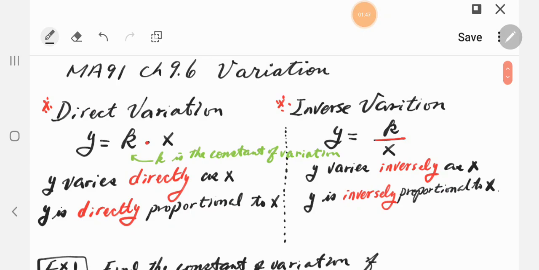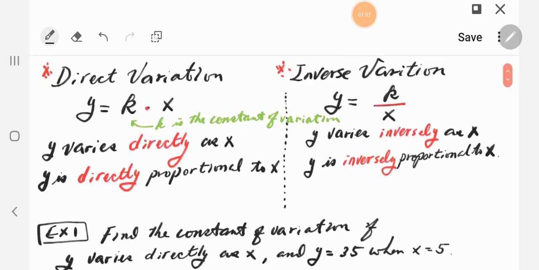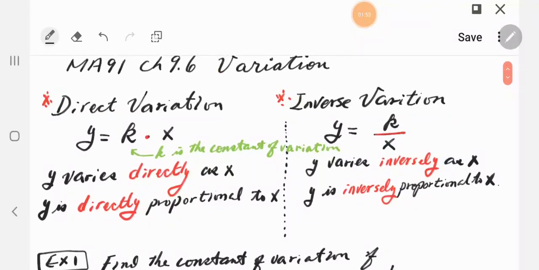So there are two types of variations. One is direct variation, the other one is inverse variation. So there are two equations: y equals k times x, or y equals k divided by x. So we have to find k, the constant of variation k. So always the values of x and y will be given because we need to find k, always.